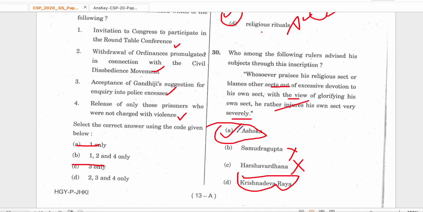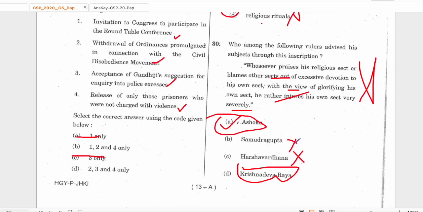Who among the following rulers, question number 30, advised his subjects through this inscription? Whosoever praises his religious sect or blames other sects out of excessive devotion to his own sect, with the view of glorifying his own sect, he rather injures his own sect very severely. That's too much philosophy. Now which ruler was so much a philosopher that even the philosophy of the constitution was inspired by him? He became more like a thinker rather than a king.